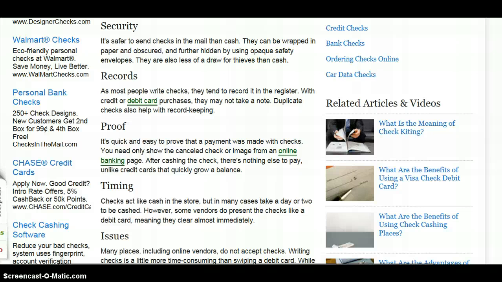People write checks for records. They hold it in the register. With debit or credit card purchases, they may take a note, and duplicate checks help with the record keeping. And with proof of payment, it's easy to show that you made a payment with a check. All you have to show is the check. For online banking, there's the picture of the written check, exactly how you wrote it. So you don't have to get the receipt or anything to prove that you made that purchase.